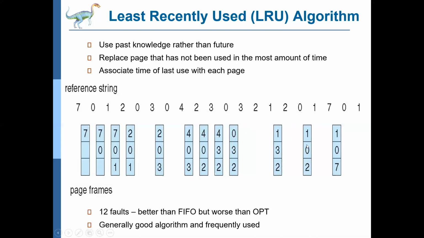Now 1 is not a page fault. 7 is a page fault. So we'll search for 1, 0, 2. 1, 0 are found, 2 must be replaced by 7. So 0 is found, not a page fault. 1 is found, not a page fault.